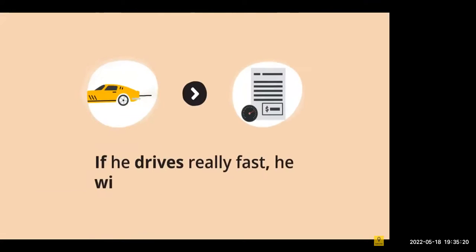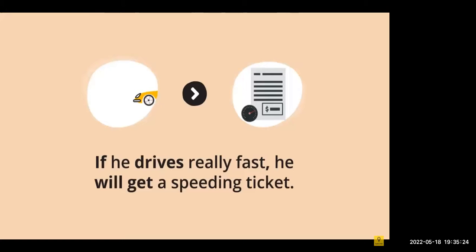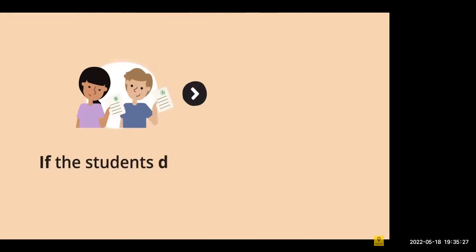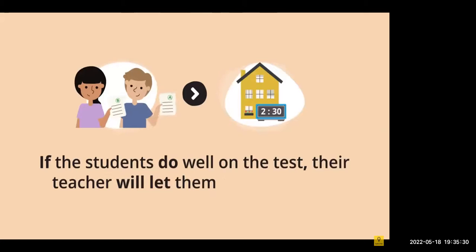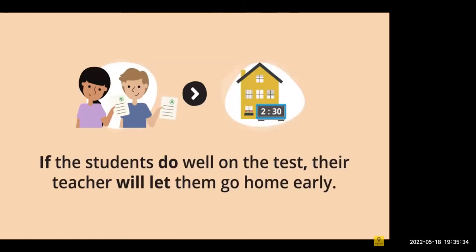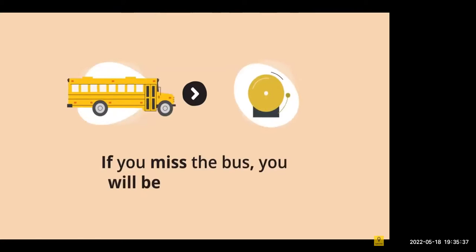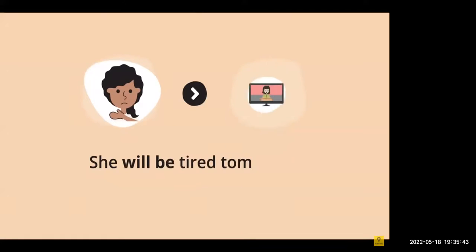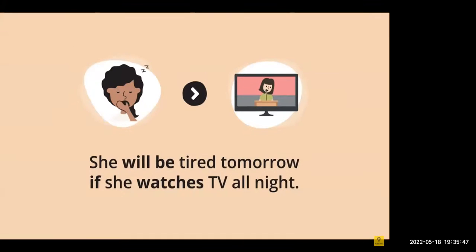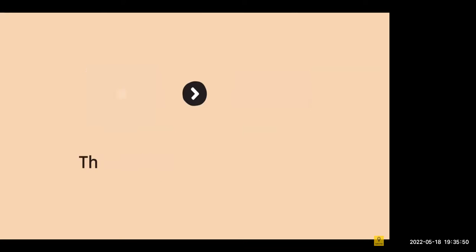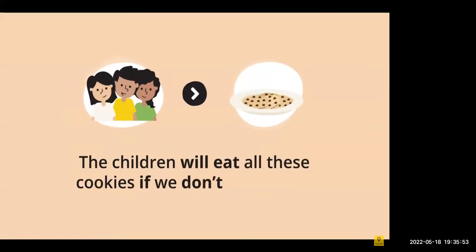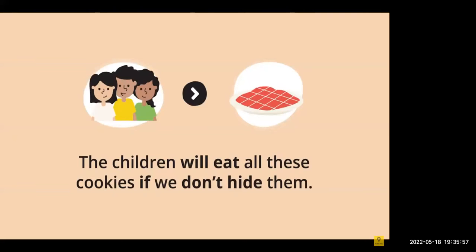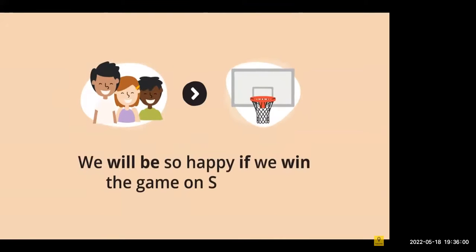Let's take a look at some more examples of first conditional sentences in English. If he drives really fast, he will get a speeding ticket. If the students do well on the test, their teacher will let them go home early. If you miss the bus, you will be late for school. She will be tired tomorrow if she watches TV all night. The children will eat all these cookies if we don't hide them. We will be so happy if we win the game on Saturday.